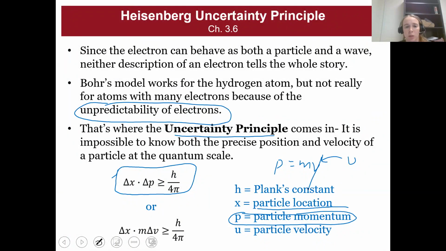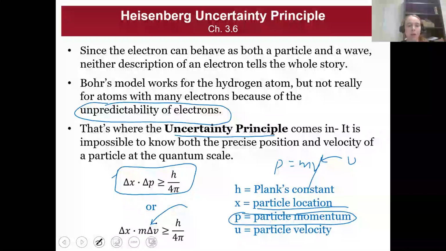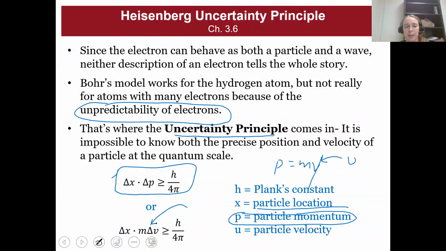Because momentum is equal to mass times velocity, we can rewrite it as delta x times m delta u, because the mass is not changing. The location and the speed of the electron or the particle can change, but not the mass, so that one doesn't need a delta. So delta x times m delta u is greater than or equal to Planck's constant divided by 4 pi.